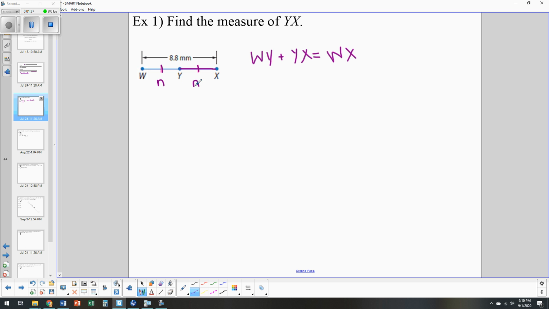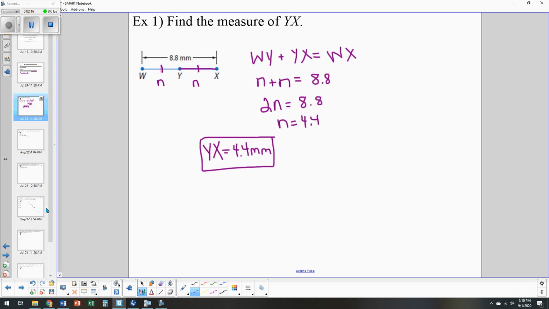So if I plug in n for both of those, n plus n equals WX, the whole thing was 8.8. Then I know that 2n equals 8.8, and n is 4.4, right? If we divide both sides by 2, n is 4.4. So the length of YX is 4.4 millimeters. Right? If there are units in the problem, I should be including them in my answer.